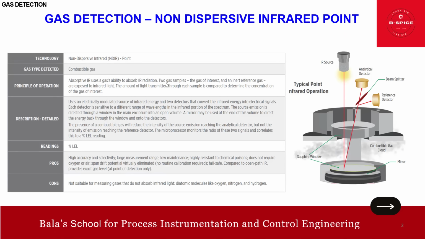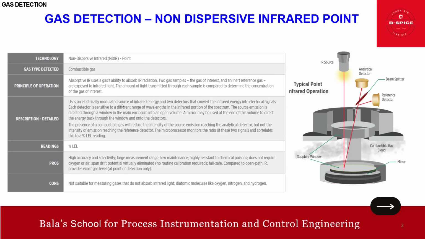So what is happening here? Two gas samples, the gas of interest, what we are going to measure, and an inert reference gas, are exposed to the infrared light. Right. So the amount of light transmitted through each sample is compared to determine the concentration of the gas of interest, how much gas is present. So that is the principle. So let's see the detail.